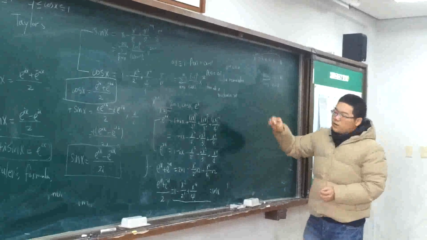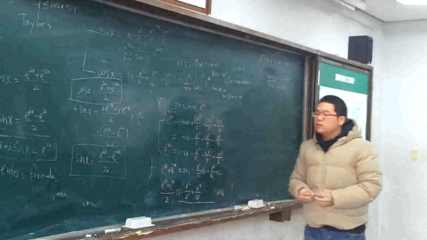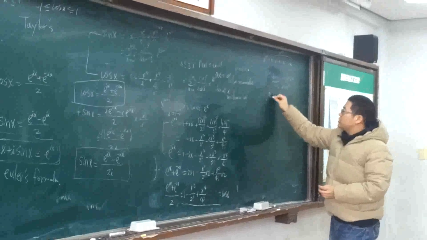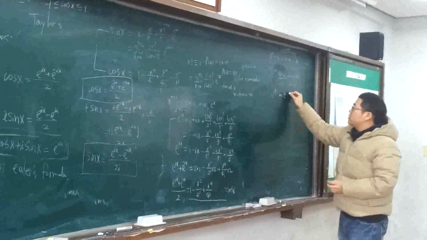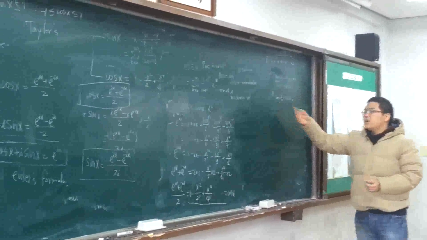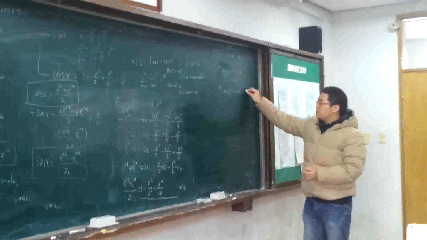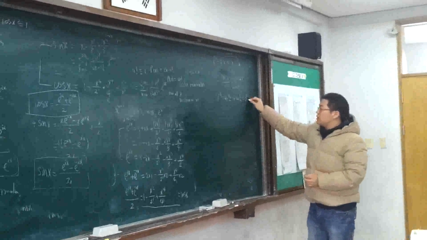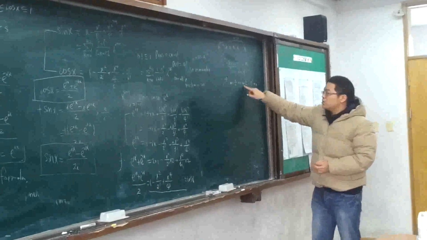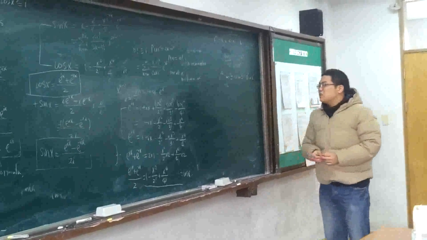Then what about substituting pi over 2 here? So e^{i pi/2} equals cosine pi over 2 plus i sine pi over 2. What is it? Cosine pi over 2 is equal to 0, and sine pi over 2 is equal to 1, so it's i.